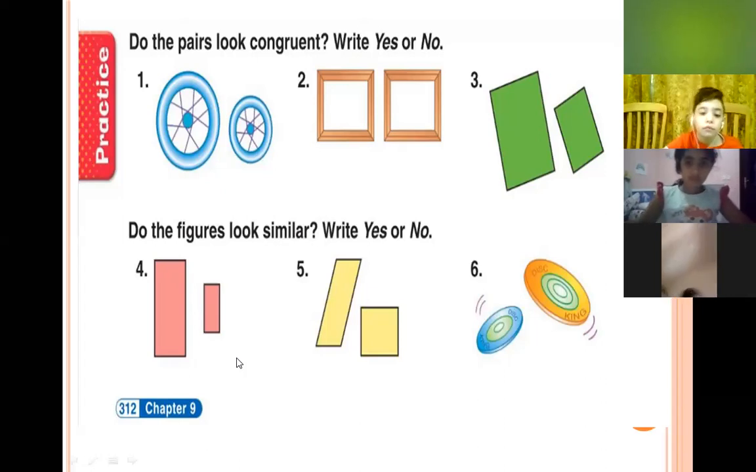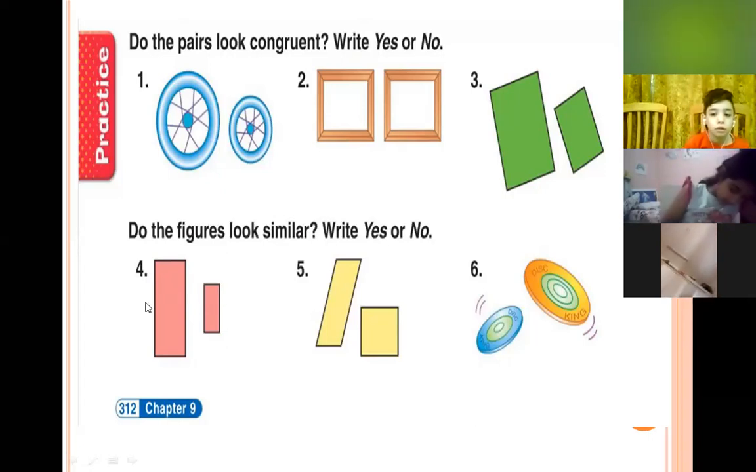Number one, similar? Yes. Number four, yes. These are similar. Five, no. Because number five, the square and number five, no. Very good.